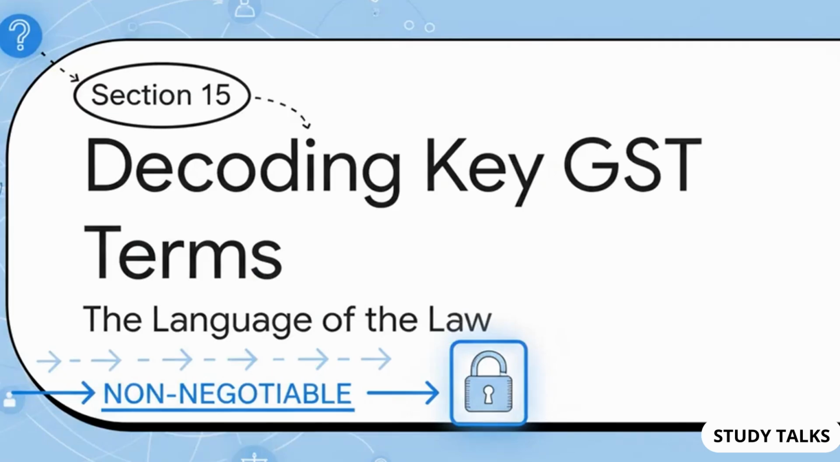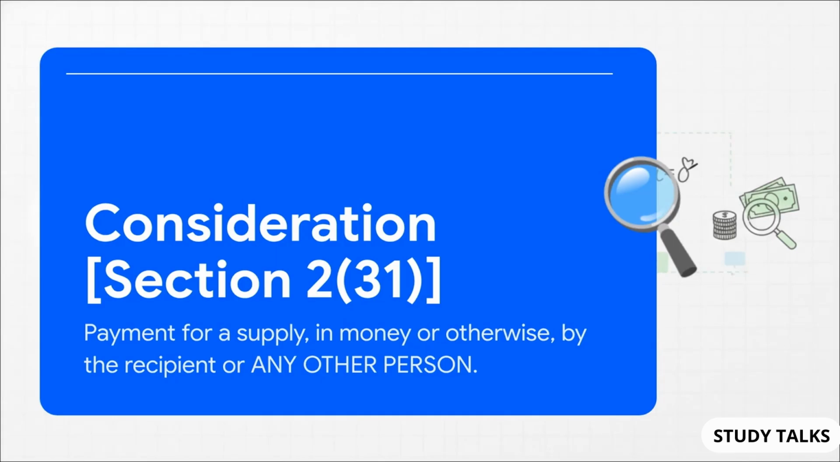Okay, now that you know how high the stakes are, let's make sure we have our tools ready. To really understand Section 15, we first have to get comfortable with the words the law uses. This part is absolutely non-negotiable. All right, let's start with the big one, consideration. Section 2(31) says it's any payment, whether it's in money or something else, for a supply. But here's the part I want you to underline, highlight, and star in your notes: by the recipient or any other person. This little phrase is a goldmine for ICAI questions. It doesn't matter who pays. If the payment is for the supply, it counts.